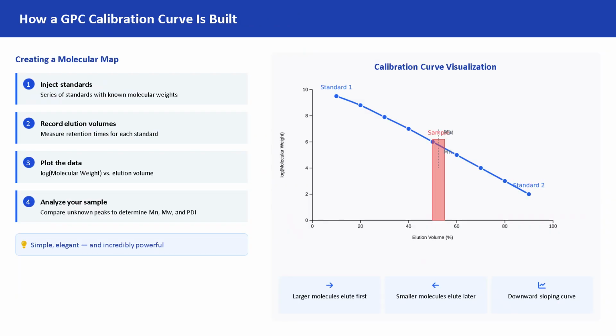Creating a calibration curve is like drawing a molecular map. First, inject a series of standards with known molecular weights, recording each one's elution volume. Then, plot log of molecular weight versus elution volume. The resulting line slopes downward. Larger molecules elute first, smaller ones later. Finally, run your unknown sample and compare its peaks against this curve to determine Mn, Mw, and PDI. It's simple, elegant, and astonishingly powerful.